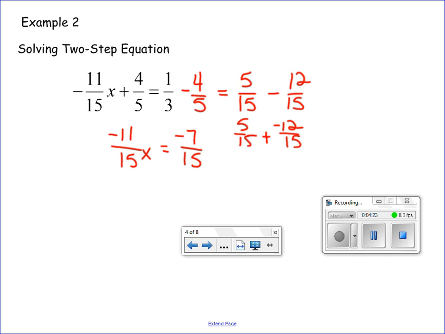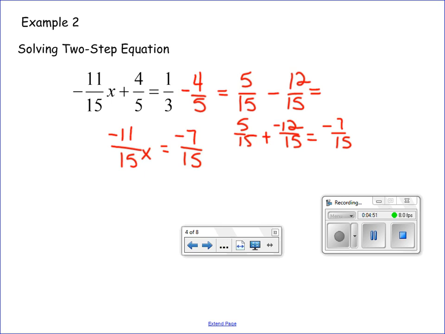After we've subtracted 4/5 from each side, we needed to find a common denominator, which I did was 15. Then I showed how you can add the opposite. You get -7/15. Now I have -11/15 times x is equal to -7/15.